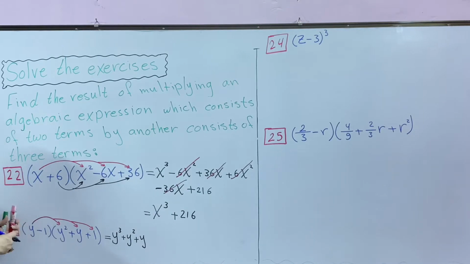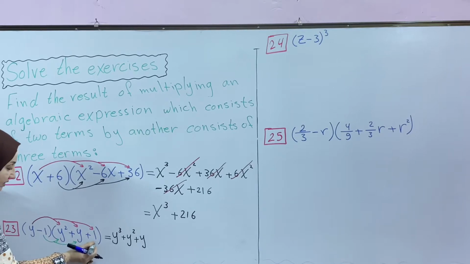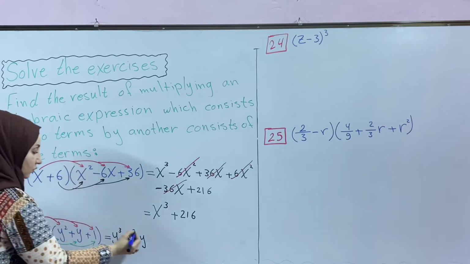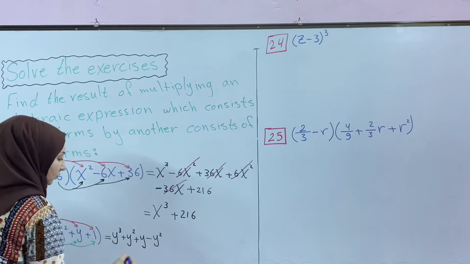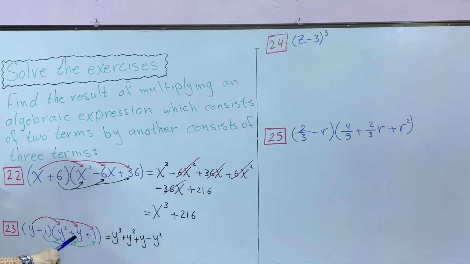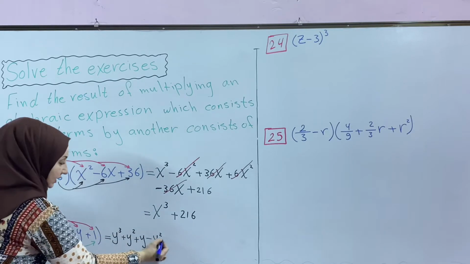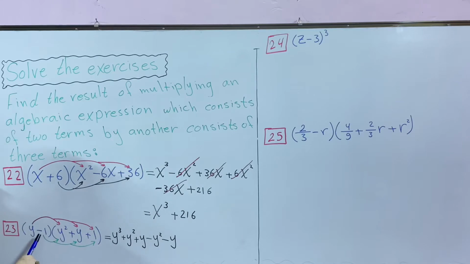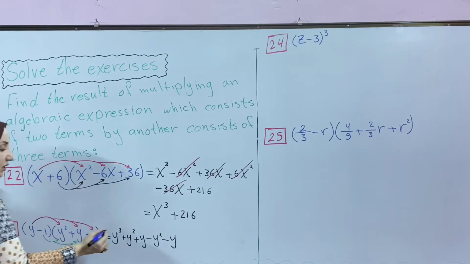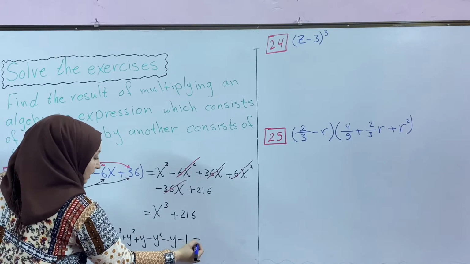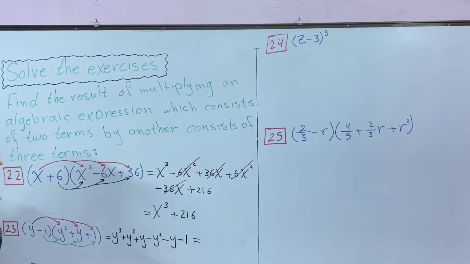Negative 1, we will go to the second term. Also we will multiply it by all the terms in the second expression. أيضا الحد الثاني راح أوزعه على كل حدود القوس الثاني. Negative 1 multiplied by positive y squared will be negative y squared. Negative 1 multiplied by positive y, negative y. Negative 1 multiplied by positive 1 will be negative 1. And it's equal. Now we can simplify and we will find the same terms.